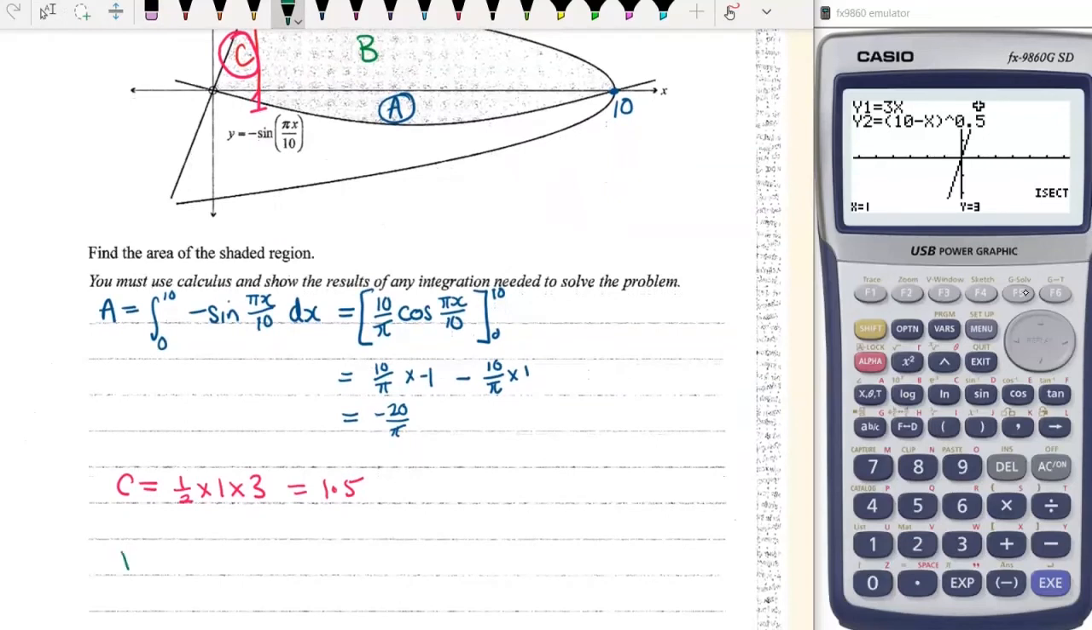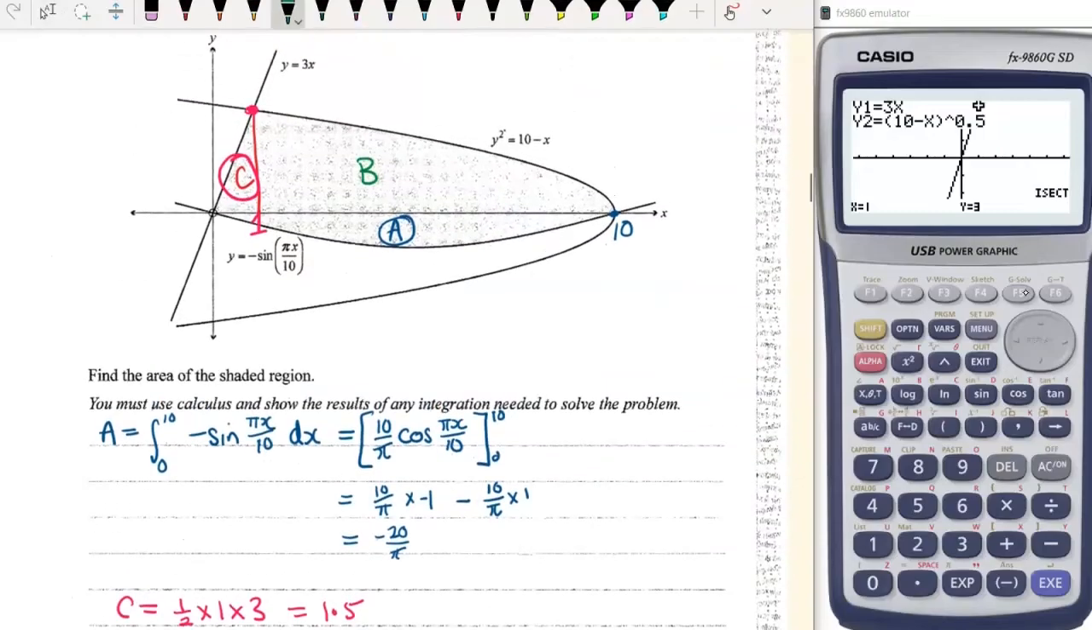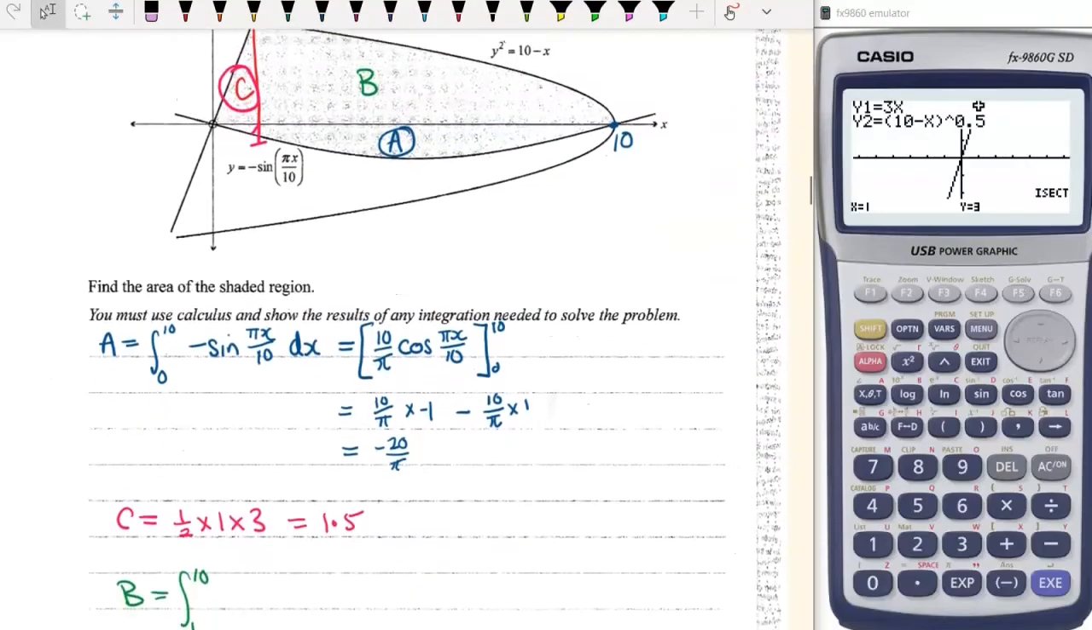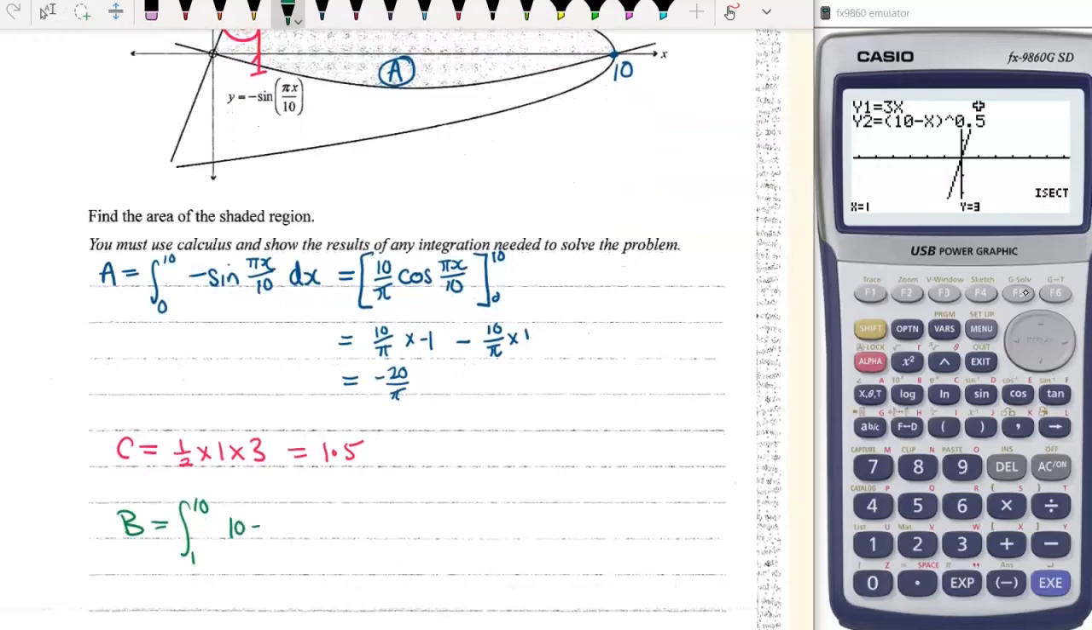For B, we are integrating between 1 and 10, and this time we're on this curve here, so 10 minus x to the half. Okay, so here we have 10 minus x. We raise the power by 1, we'll get 3 over 2. Divide by that new power means we'll times by 2 over 3. We also need to divide by the derivative of the inside for reverse chain rule, which is a -1. So this becomes a minus here.